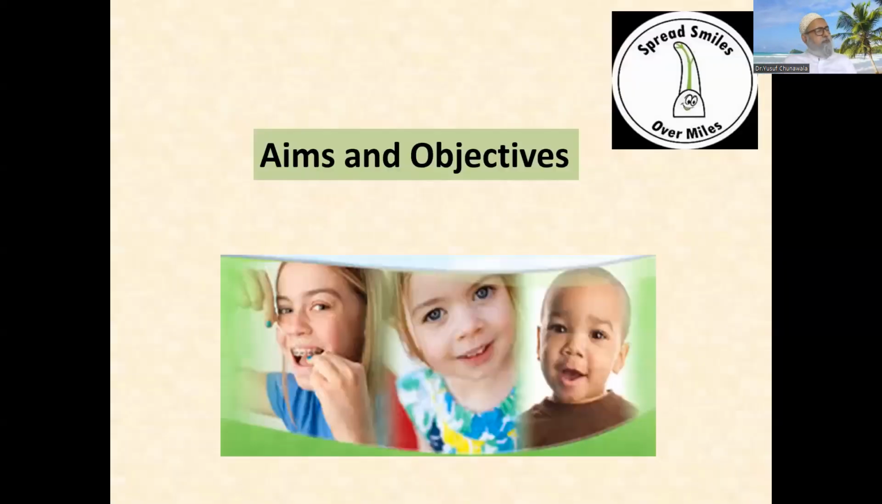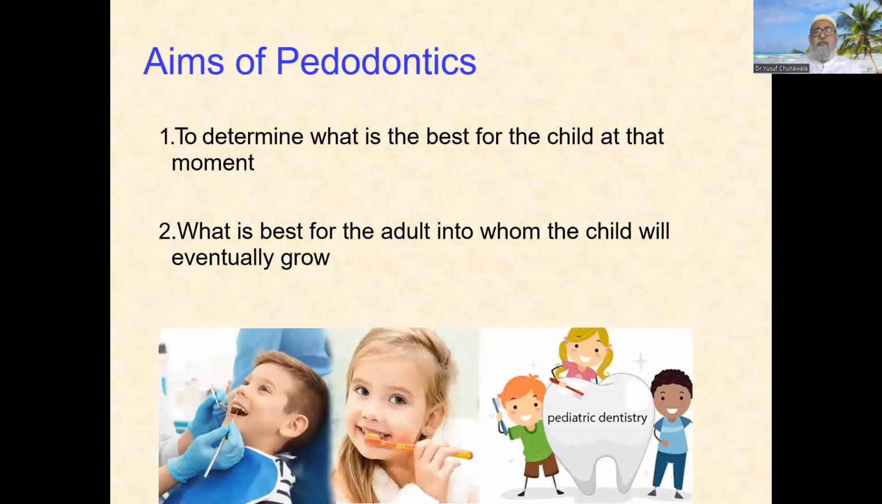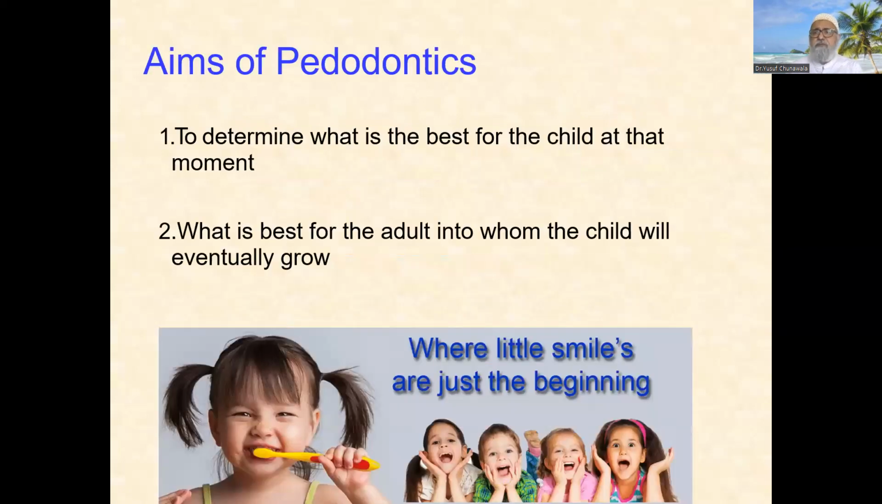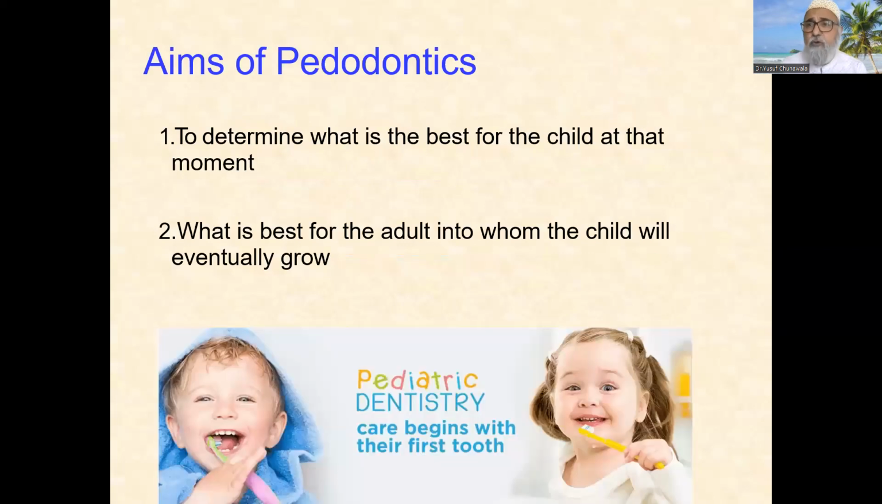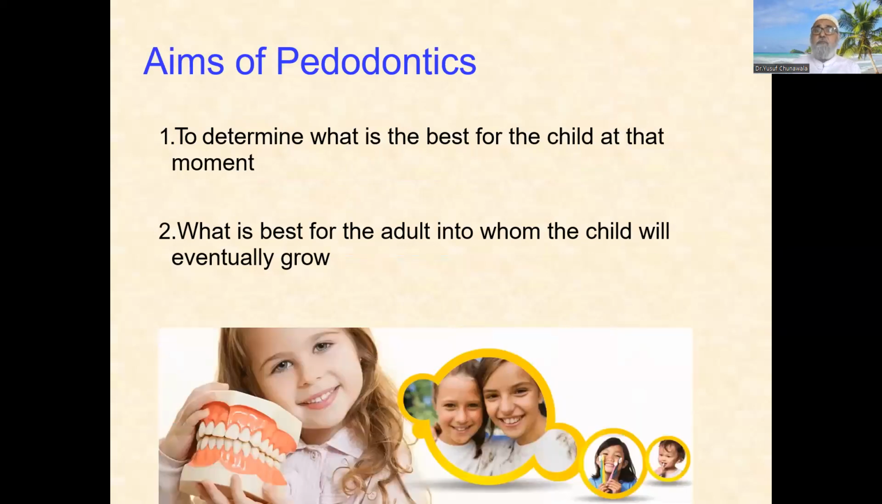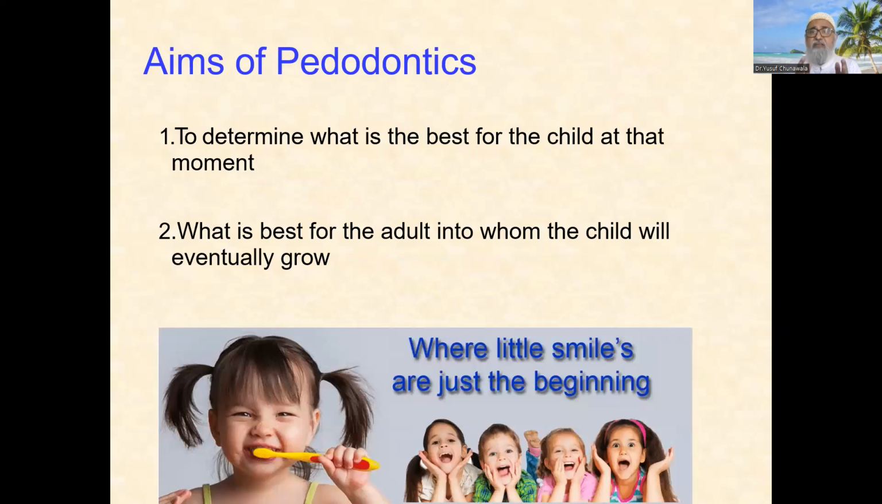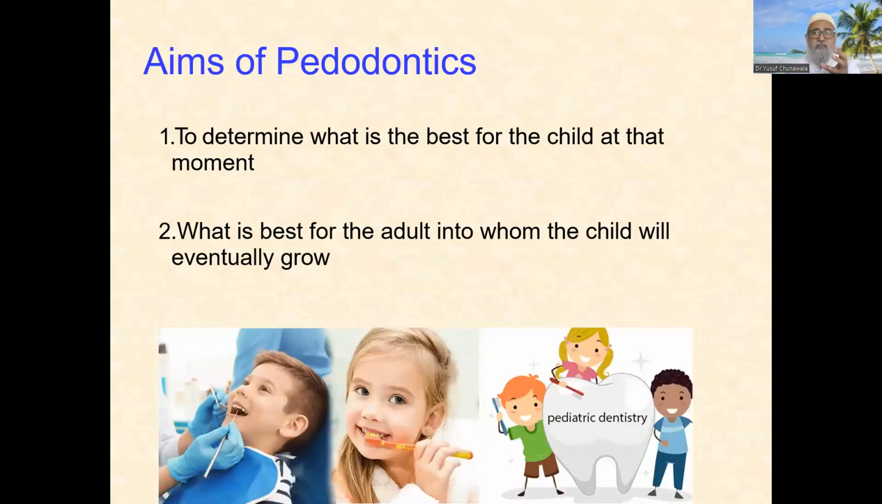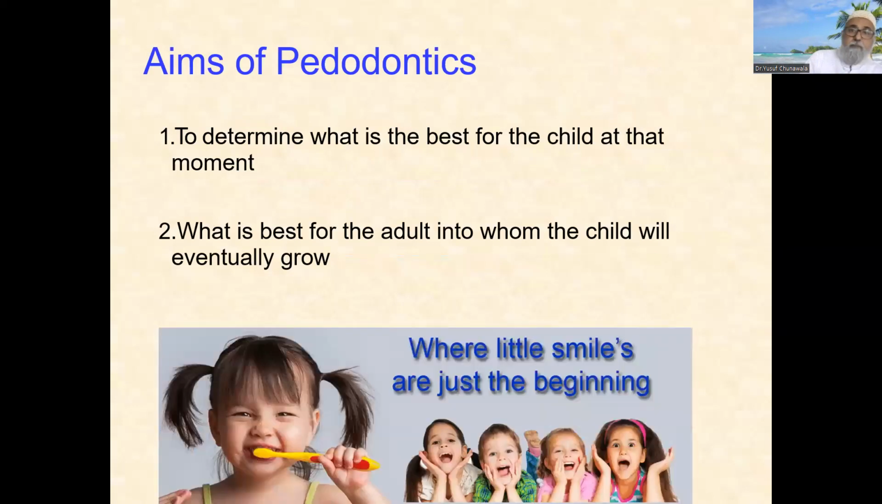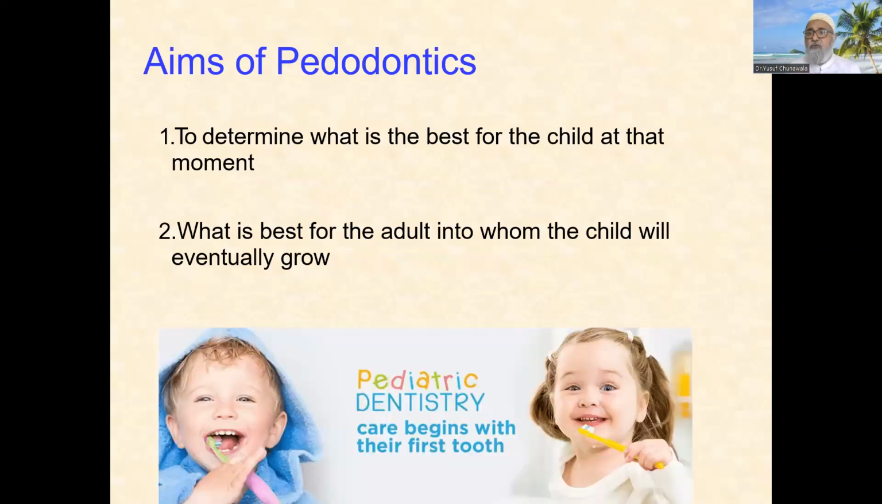So now we're going to start with the aims and objectives of periodontics and preventive dentistry. Now, what is our basic aim of periodontics? To determine what is best for the child at that moment. Now, try to understand this statement: best for the child at that particular moment.